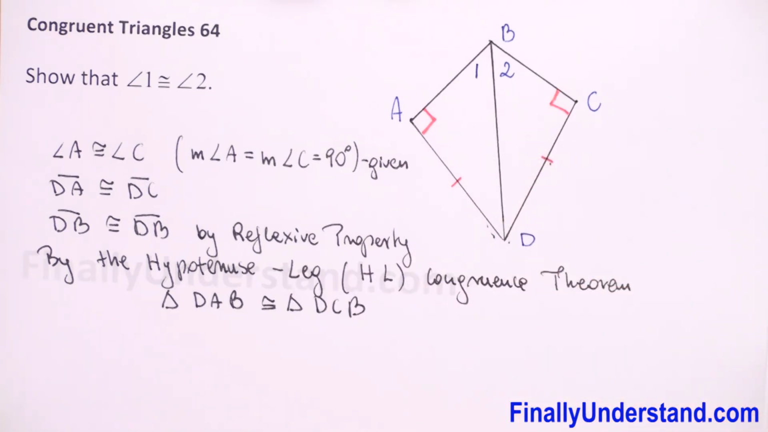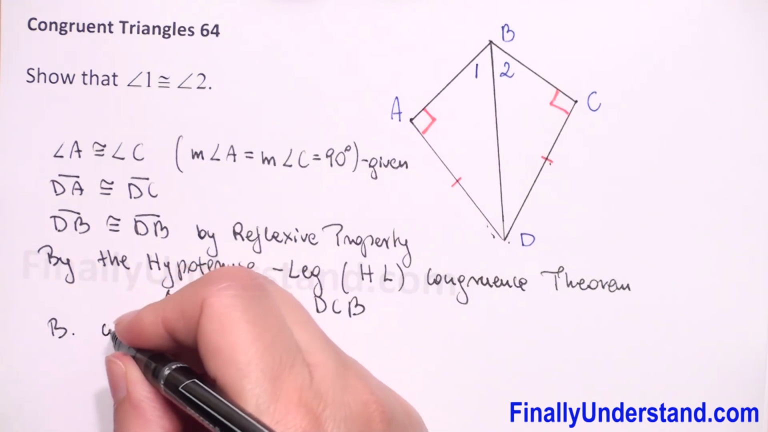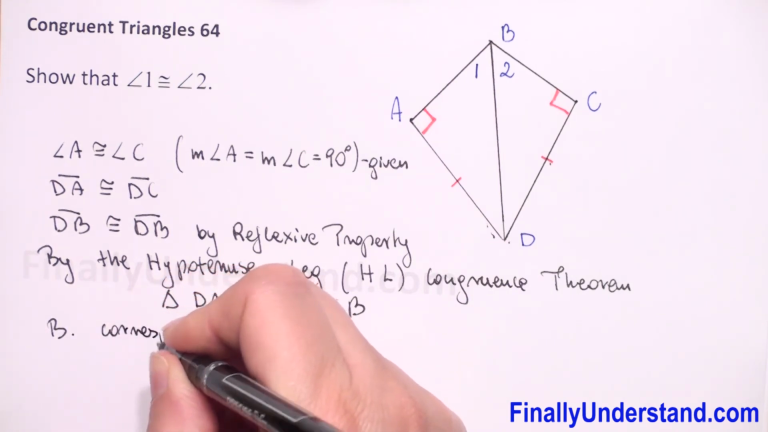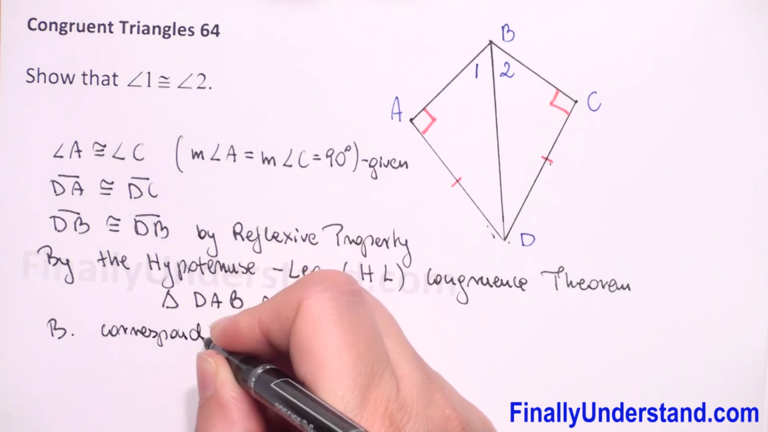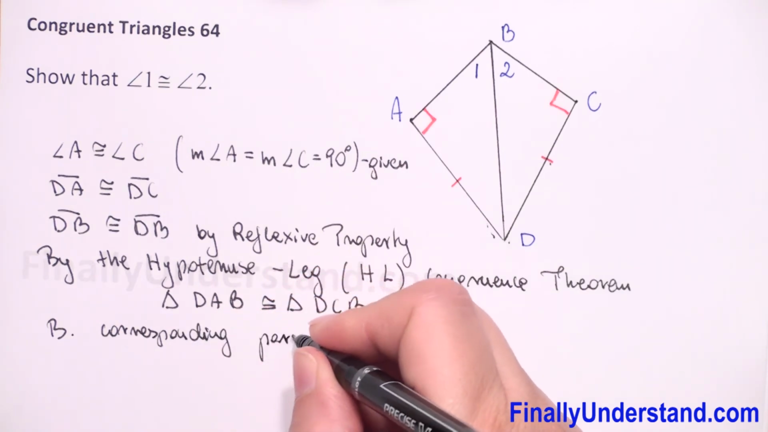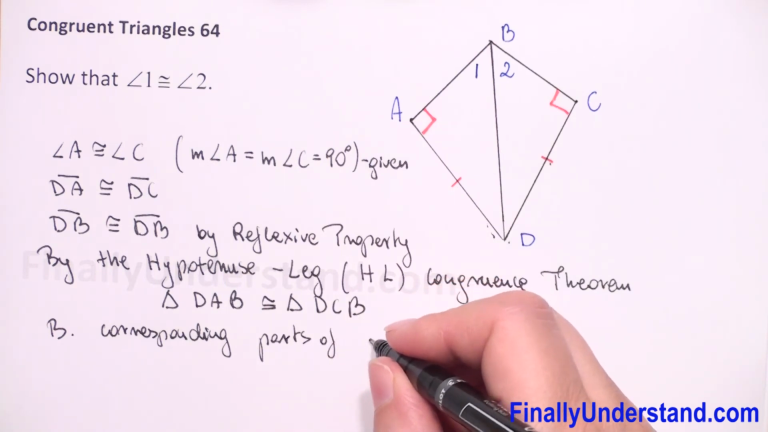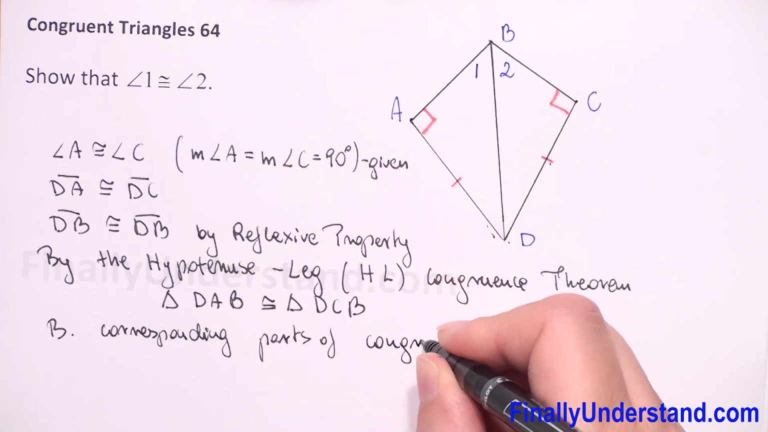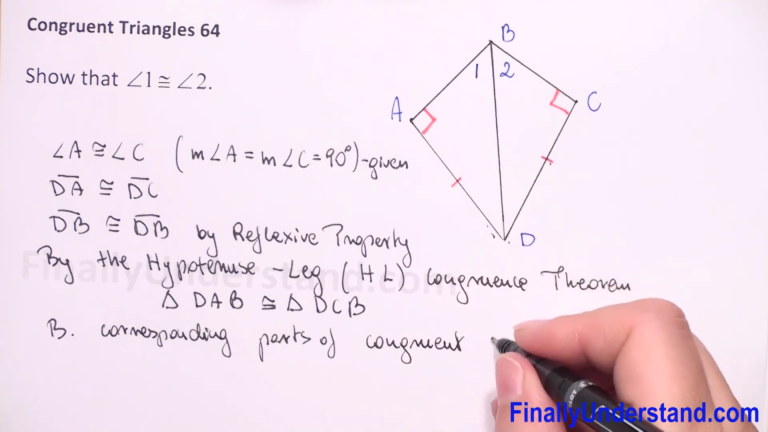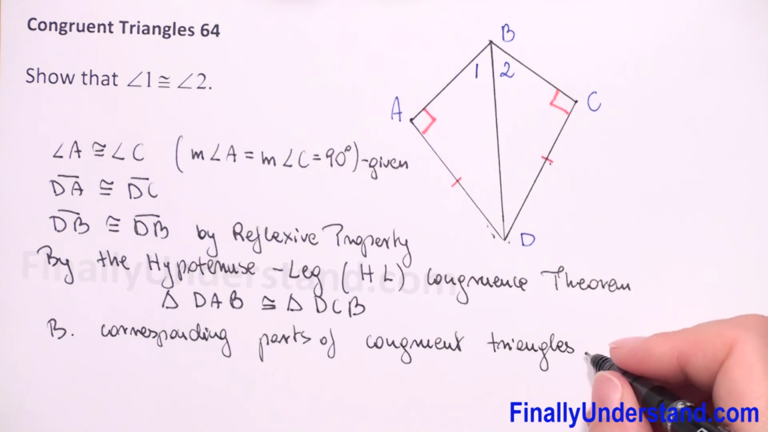One more time, why? Because corresponding parts of congruent triangles are congruent.